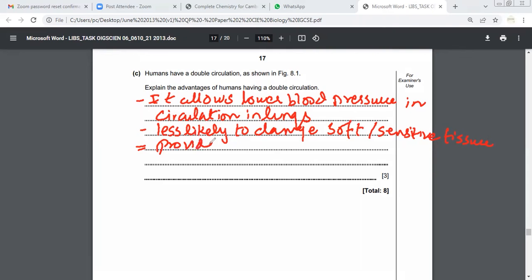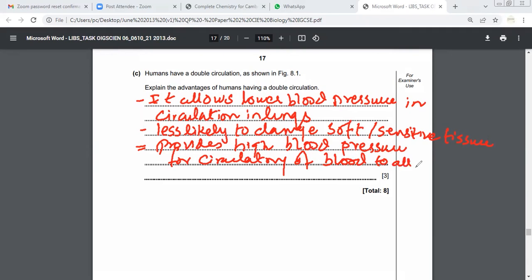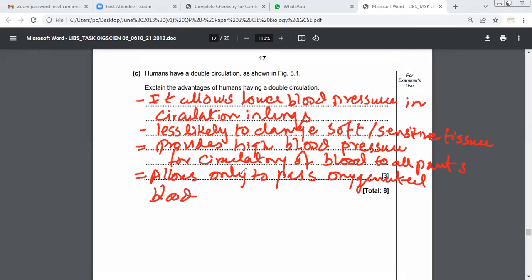One more point can be that it provides high blood pressure for circulation of blood to all parts of the body. And another point is that it allows only oxygenated blood to pass to the body after purification. Okay.